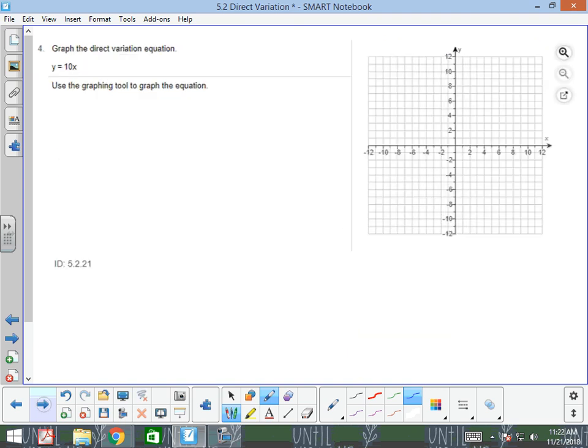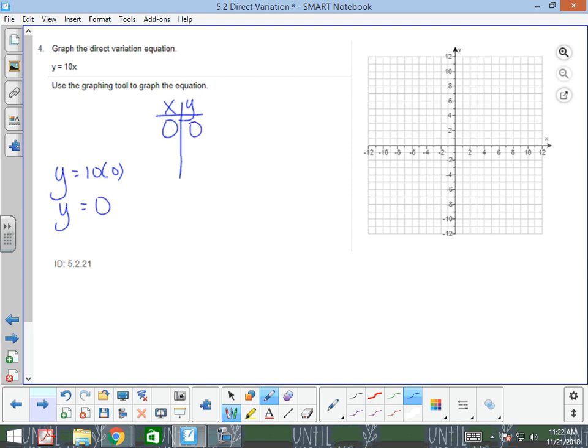Okay. All right, number 4, graph the direct variation equation. So in this, first let's do a t-chart. We're going to start with 0, because remember this has to go through the origin. So y equals 10 times 0, and y equals 0.